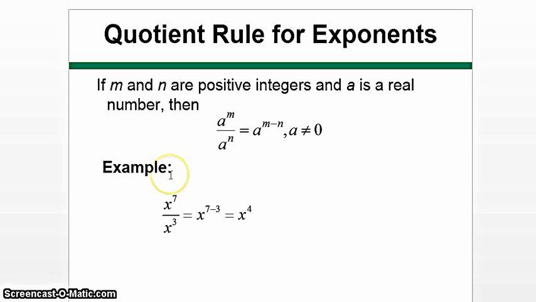So example, x to the power 7 over x to the power 3. Here the common base is x, so the quotient rule will be applied here, which gives x to the power 7 minus 3. Here the exponents have been subtracted, which gives x to the power 4.